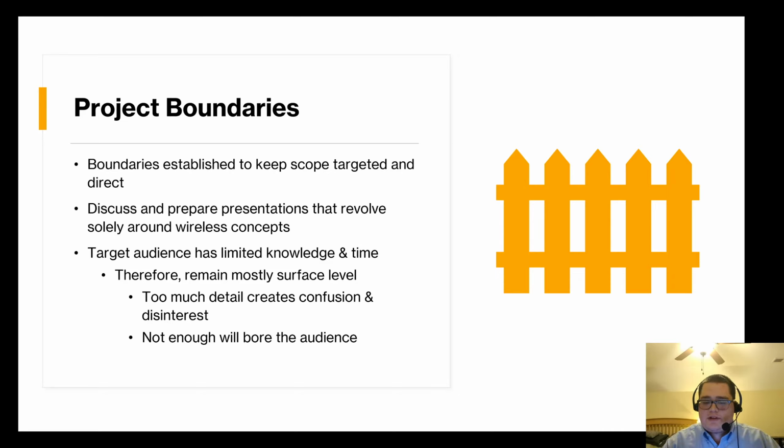And the boundaries specifically state that we will discuss and prepare presentations that revolve solely around wireless concepts. We didn't want to bring in too much, because too much detail creates confusion and disinterest in the lesson, but also having lessons that don't have any new information bore the audience and again create disinterest.